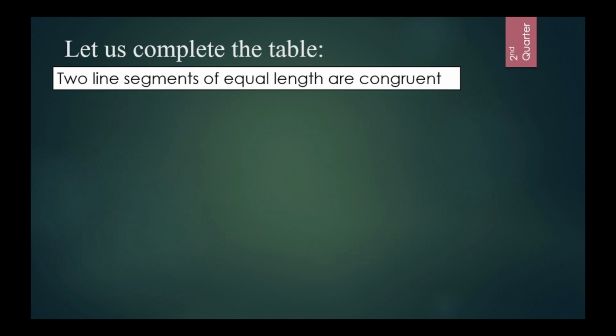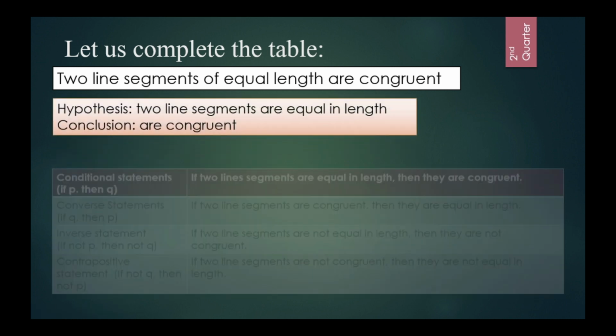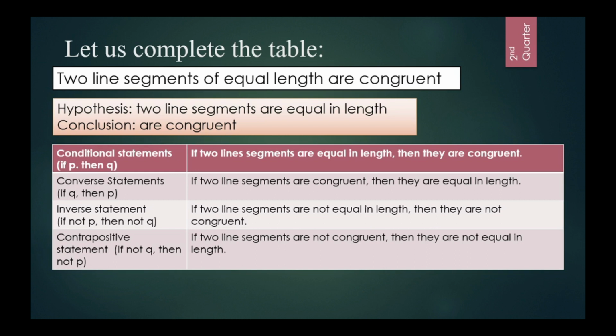Okay, now, let us complete the table. Given the general statements, let us read. Two line segments of equal length are congruent. Again, two line segments of equal length are congruent. Our hypothesis here, two line segments of equal length. And then our conclusion, are congruent. Okay? Now, let us complete the table. So, we already have the answers here. We have the conditional statement, the converse statement, the inverse, and contrapositive.